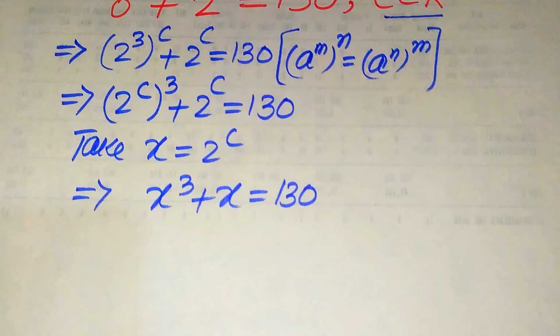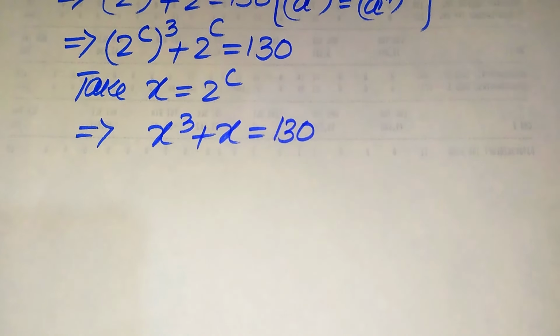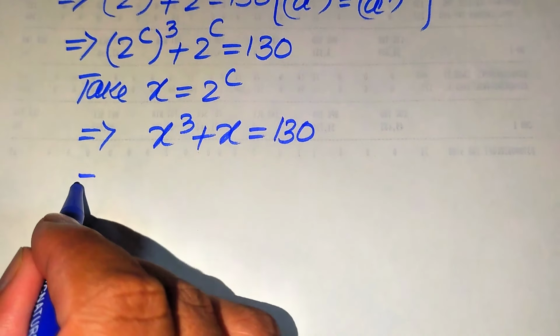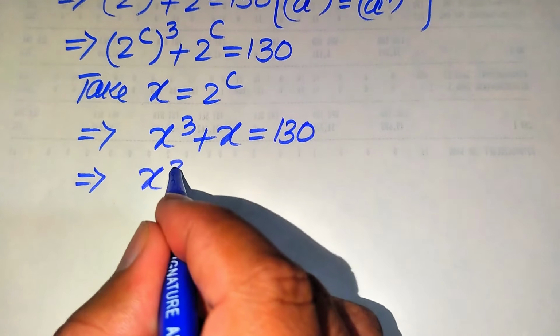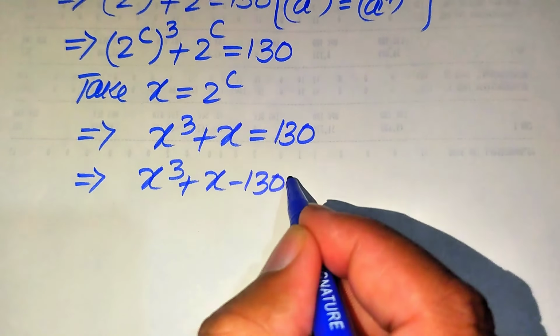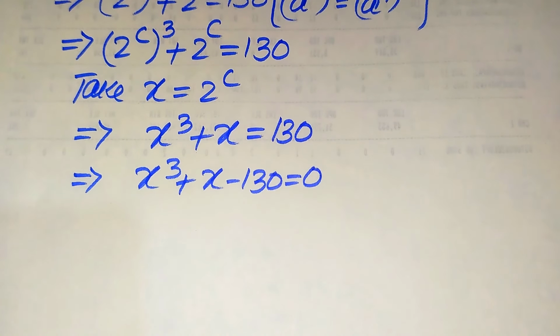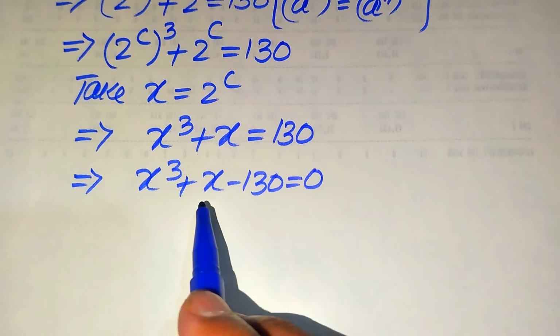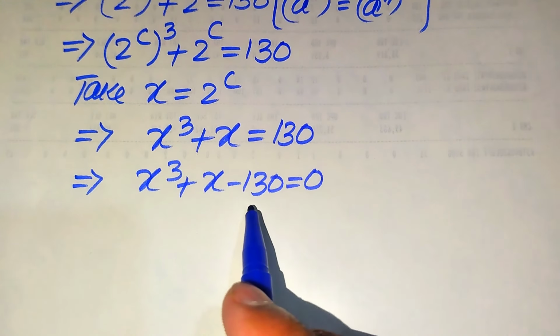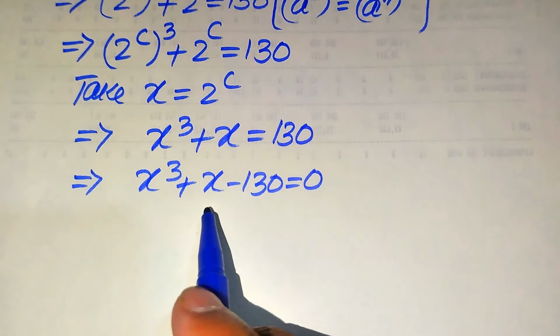And now in the next step we need to make the factors of this equation. In order to make the factors, we just break its middle term. First we move 130 to the left hand side and it will be written as x cubed plus x minus 130 equals 0. And now we need to find two numbers whose product is 130 and whose sum is 25, because we just break the middle term.